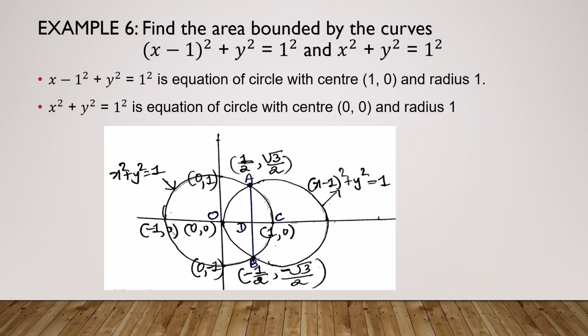Now you have to find the area. This is the diagram. You first of all try to draw the diagram by taking the points. Now the point of intersection, we will find by equating both the y.